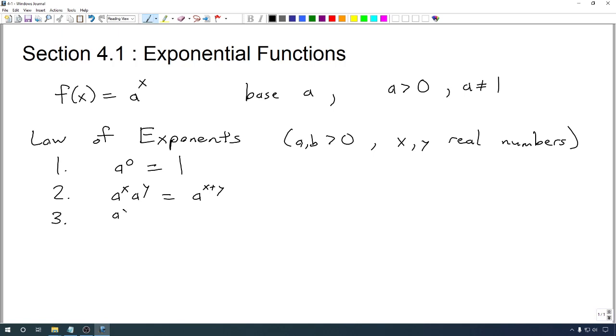On the other hand, if instead of looking at products, we look at quotients, a to the x divided by a to the y, that's the same thing as a to the x minus y. Division on the outside is equivalent to subtraction on the inside. Property 4, if we already have a to the x power, and then we raise that result to the y power, it's the same thing as if we took a to the x times y power in the first place.